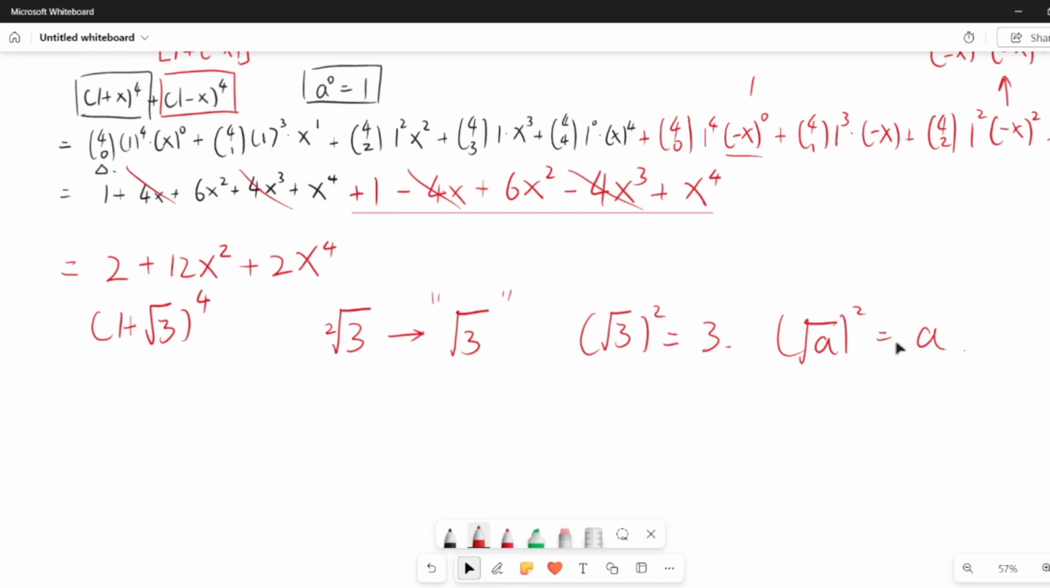Now, in terms of the question, right? The question is (1 plus root 3) to the power of 4. Firstly, you can easily do this calculation using your calculator. However, there will be some questions that ask you to give your answer in the root form, right? In the form of root 3 or something. Now, if that's the case, you won't be able to use your calculator. So again, you have to go for the full binomial expansion.